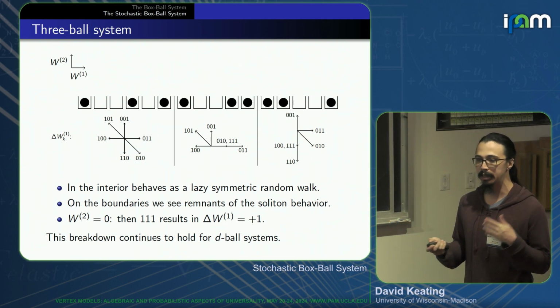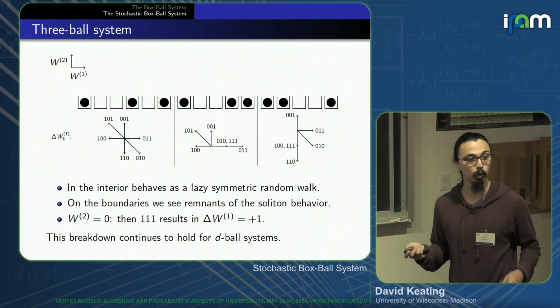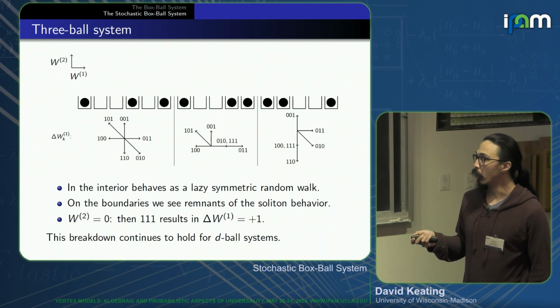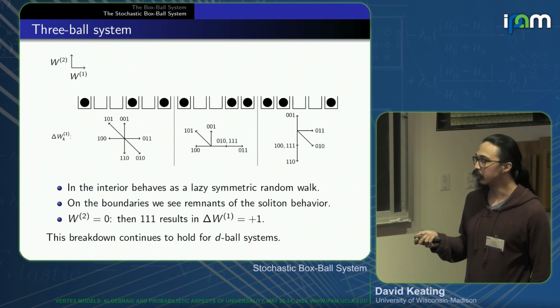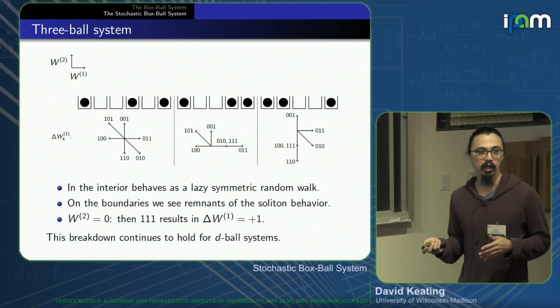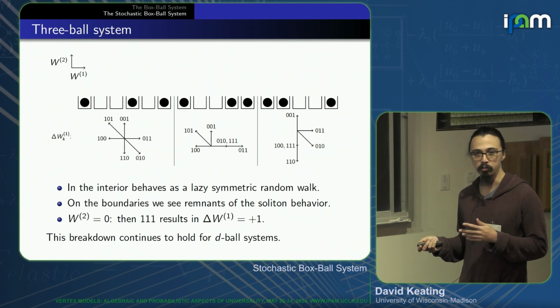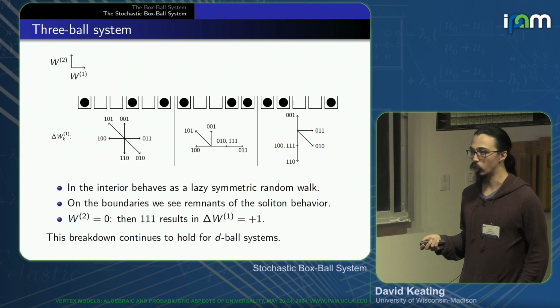And in general, for a D-ball system, you see the same sort of thing. When none of the balls are together, when you don't have any pairs, when you're not on a boundary, it behaves as a lazy symmetric random walk. But when you're on some boundary, then you have some remnant of the soliton behavior that makes things a little bit more complicated.